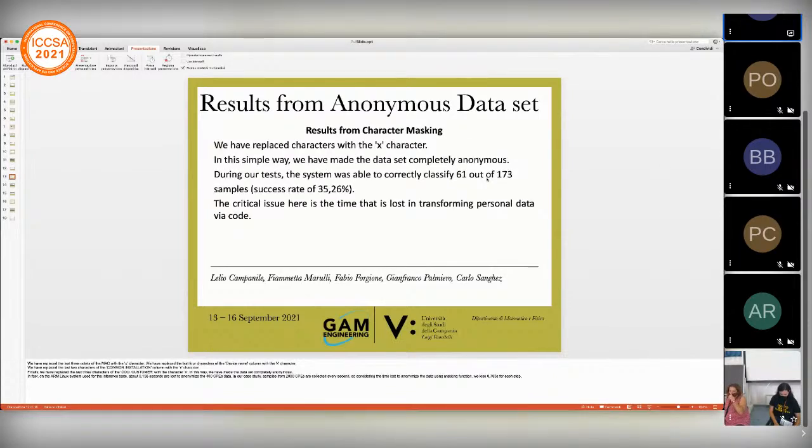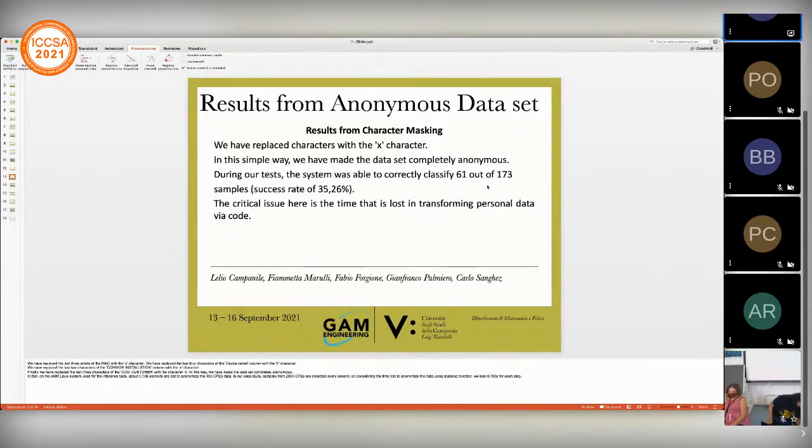And we tried character masking. Also in this case, the algorithm is simple. And now we had a good success rate in terms of prediction. But the critical issue here was the time that was lost in transforming personal data via code.